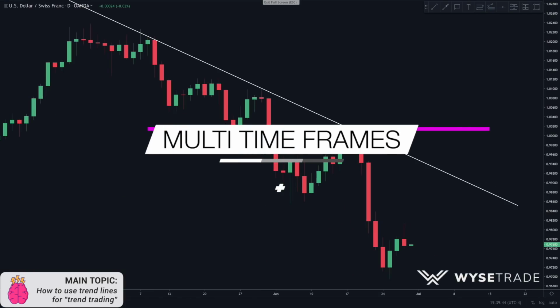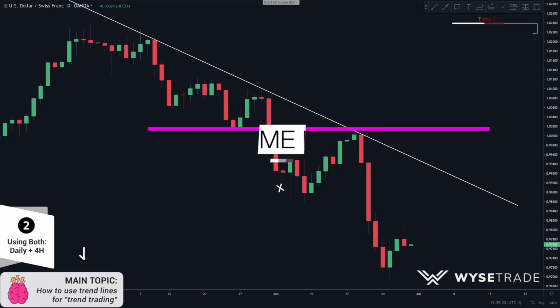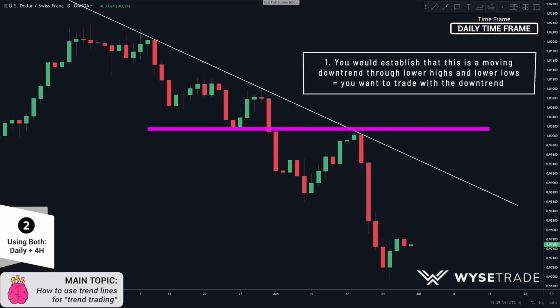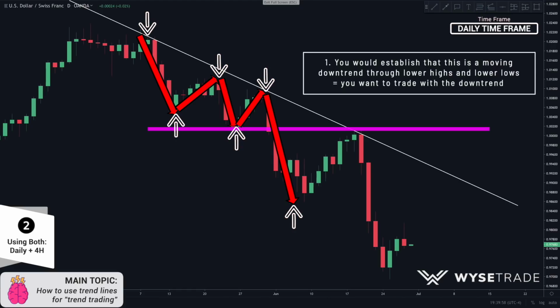So in this example, we are going to show you the same concept, but take it a step further and apply the usage of multi-time frames. Now, this is the daily time frame. We first identified that this was a moving downtrend through the lower highs and lower lows. And again, we want to trade with the dominant downtrend.